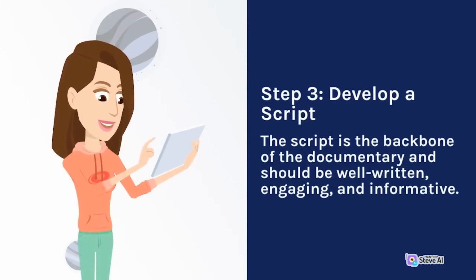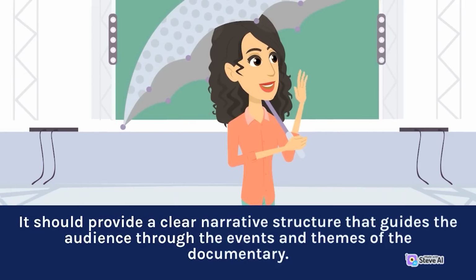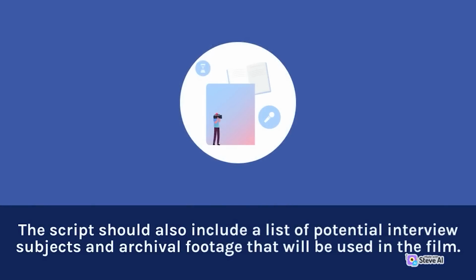Step 3. Develop a script. The script is the backbone of the documentary and should be well written, engaging, and informative. It should provide a clear narrative structure that guides the audience through the events and themes of the documentary. The script should also include a list of potential interview subjects and archival footage that will be used in the film.